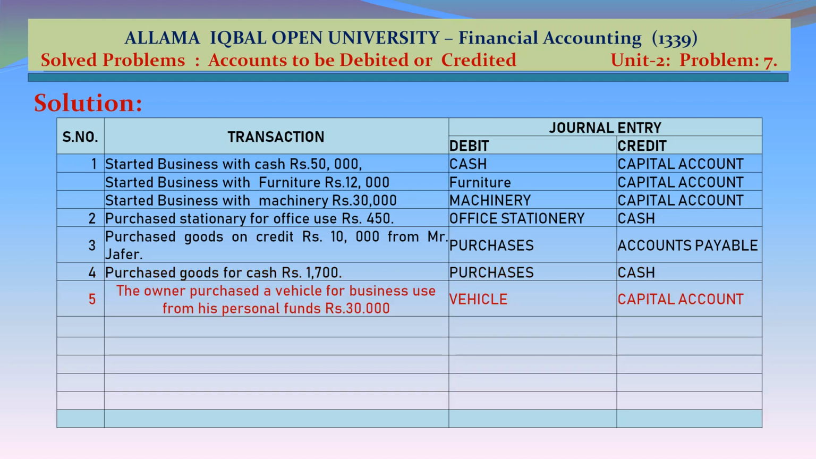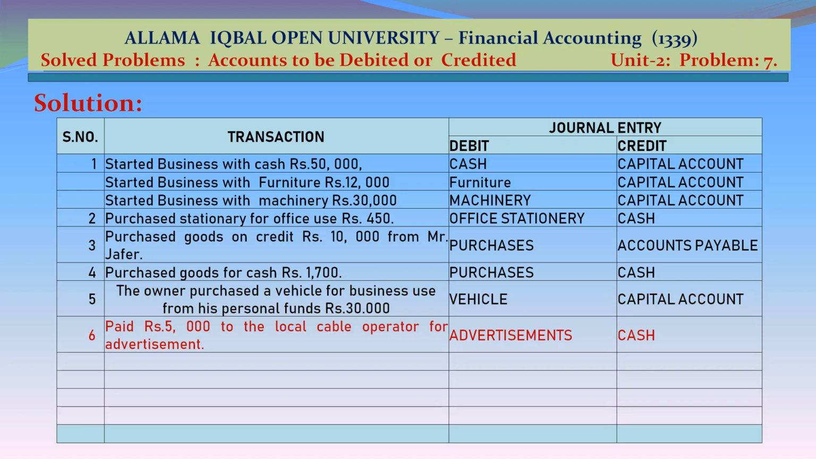5. The owner purchased a vehicle for business use from his personal funds rupees 30,000. Vehicle debit, capital account credit. 6. Paid 5,000 to the local cable operator for advertisement. Advertisements debit, cash credit. 7. Sold goods on credit rupees 3,000 to Mr. Bilal. Accounts receivable debit, sales credit.